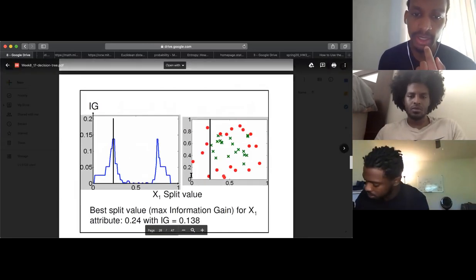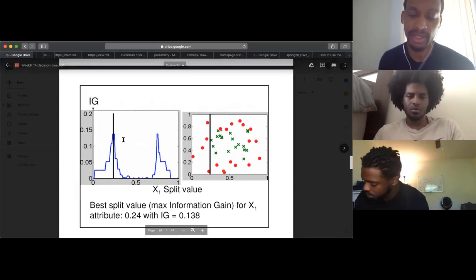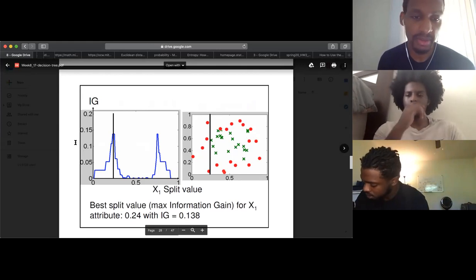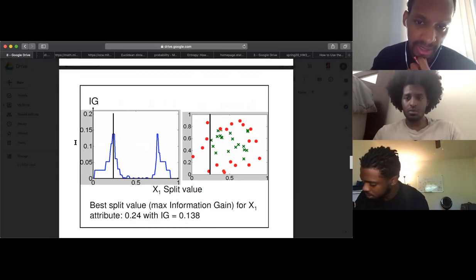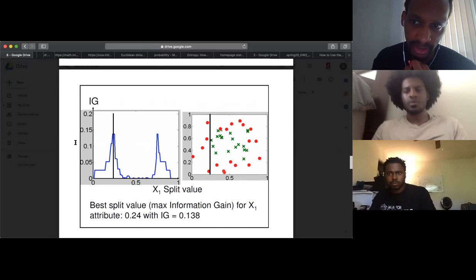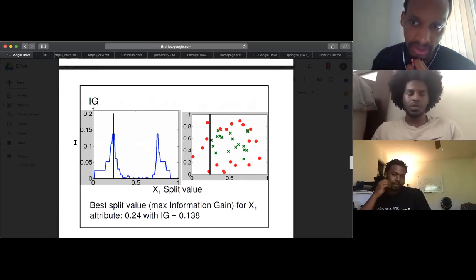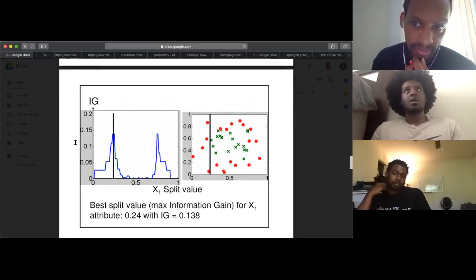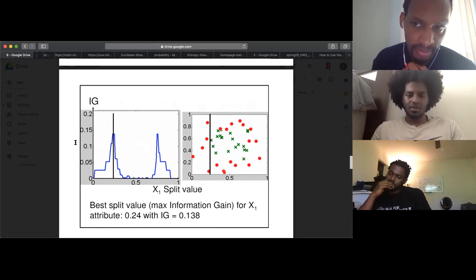Question about this. Not particularly about this slide, but when you're doing this, can you formulate it as an optimization problem, or do you have to literally iterate through and calculate the information gain? Yeah, so if you have a really small data set, you just enumerate through it. So you do calculate the information gain for all of your attributes.